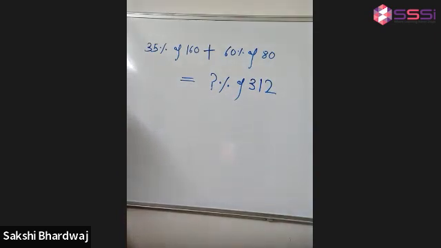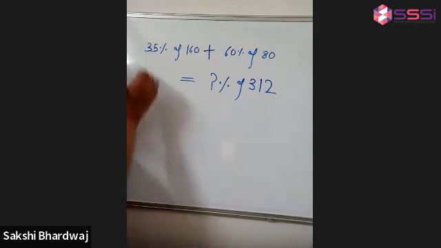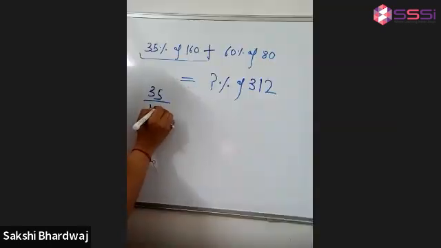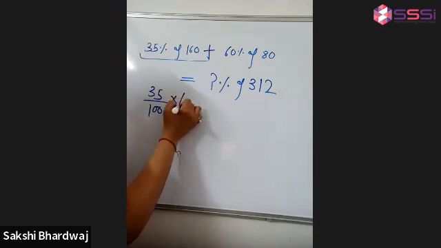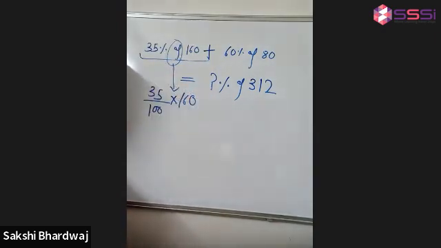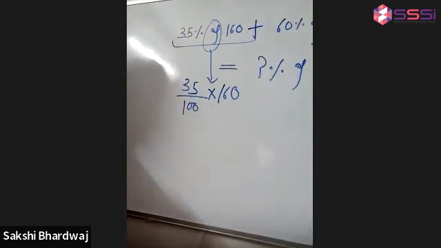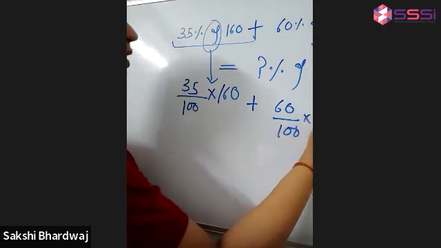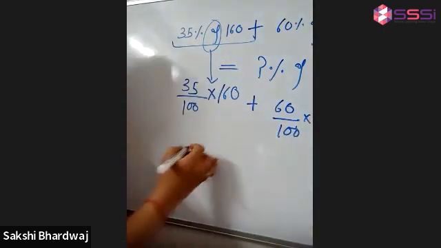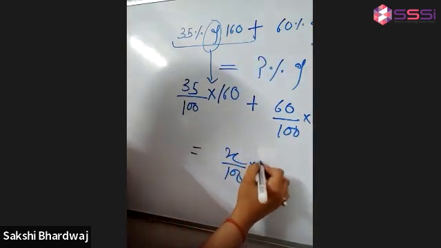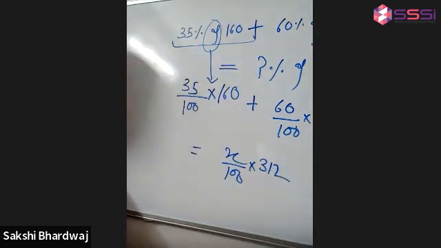Now, 35% of 160. How are we going to write this? 35 upon 100. Remove the sign. We will put 100 in the denominator and multiply with 160. Of means we just want to multiply things. Plus 60 upon 100 multiplied with 80 equals, let that be x, x upon 100 of 312. Tell me the answer.